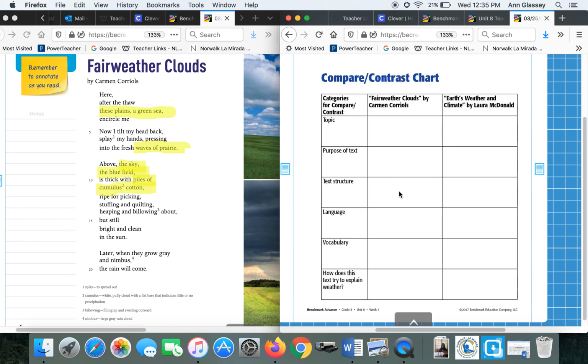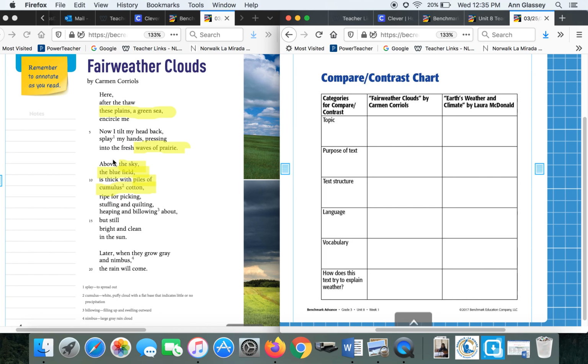Text structure is what genre is this? Is it fiction, nonfiction, poetry? Write that here. This one is tricky for third graders, the language.